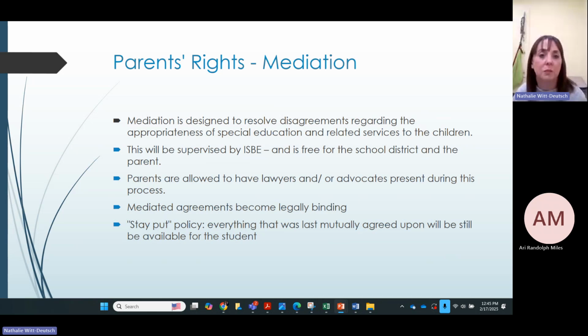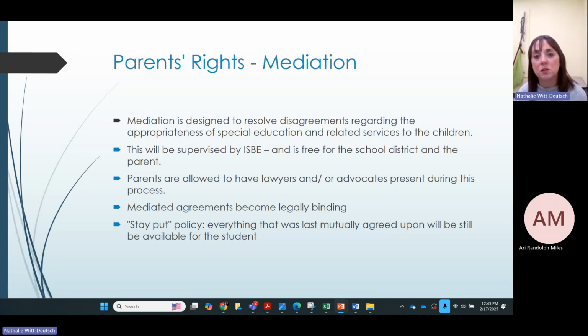You are allowed to have your own lawyers and or your advocates present during this process. Same thing for the school district. The school district can have their own lawyers present for this. All mediated agreements are legally binding, just like the IEP.